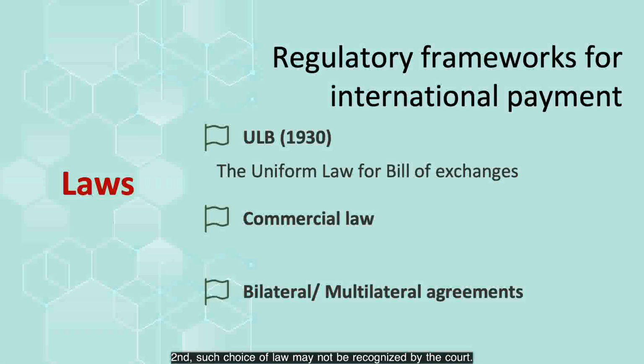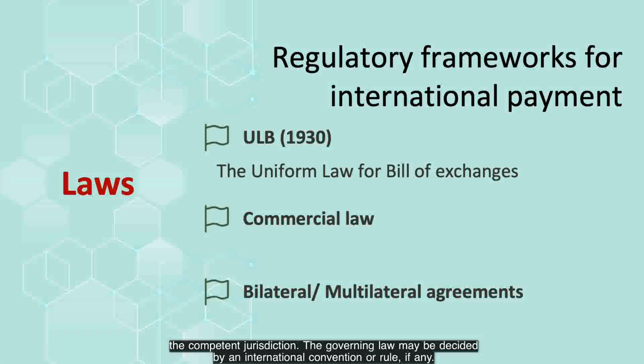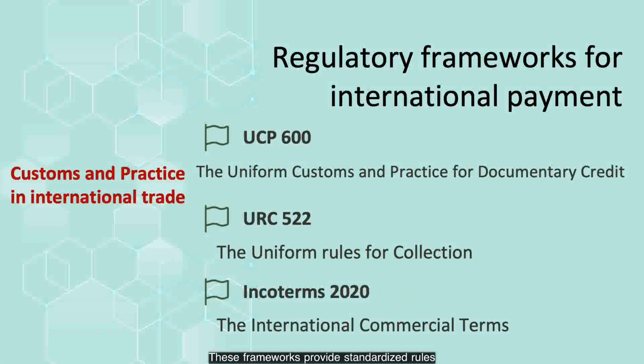Second, such choice of law may not be recognized by the court. In a specific dispute, the governing law is finally decided by the private international law of the competent jurisdiction. The governing law may be decided by an international convention or rule, if any. These frameworks provide standardized rules and practices for international financial transactions, ensuring consistency and reducing disputes in global trade.